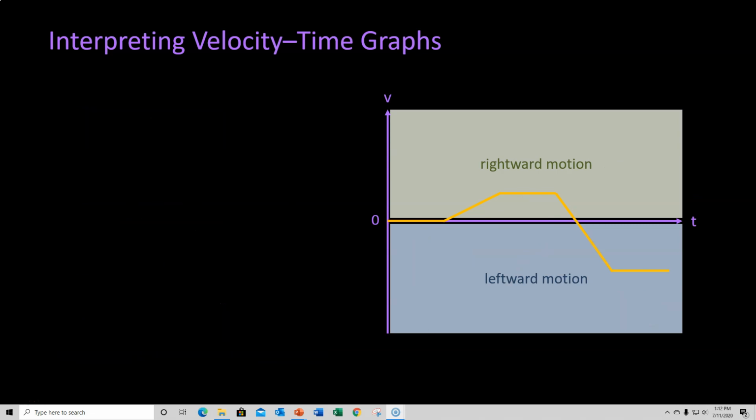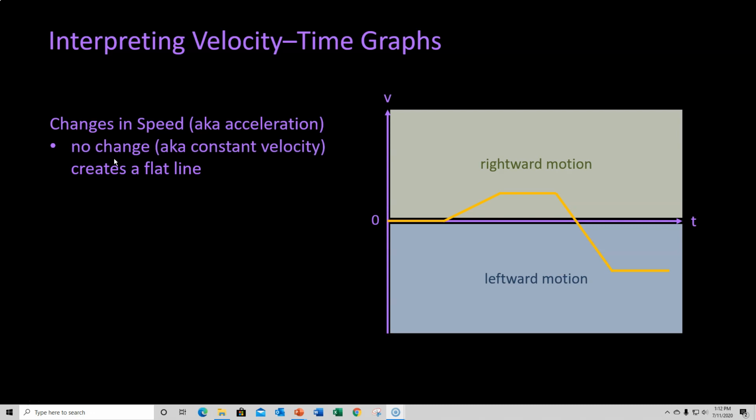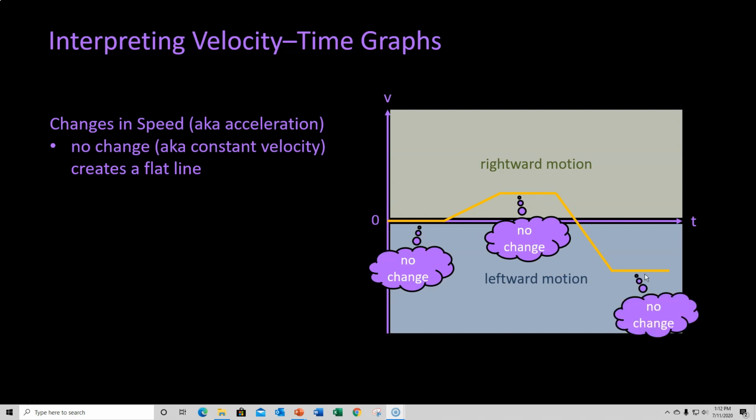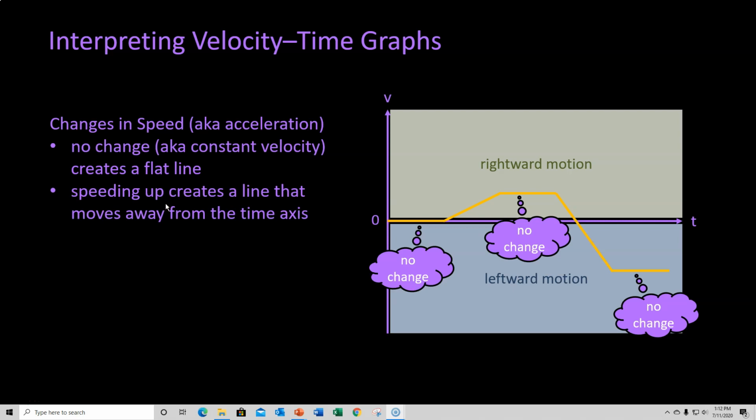The other thing we can tell from a velocity time graph is an object's change in speed, also known as acceleration. And if there's no change in speed, we call that constant velocity. We're going to have a flat line. We have no change here because the object's not moving, but also up here it's a flat line. So the object is moving, but it's moving at a constant velocity. The speed isn't changing. And then of course down here it is also moving at a constant velocity, this time in the leftward direction.